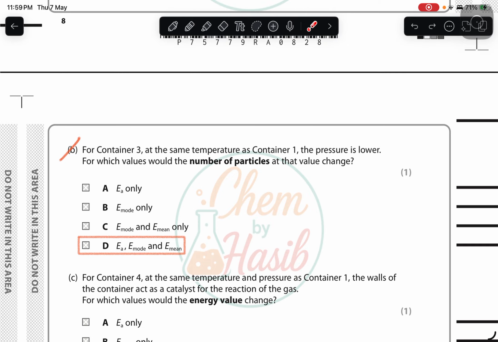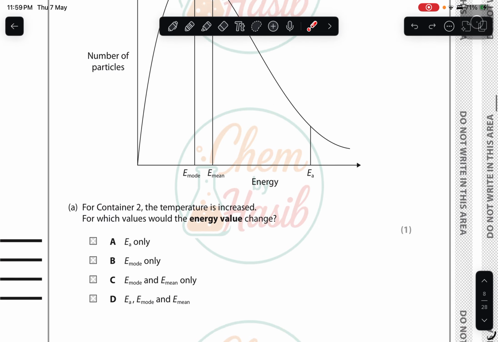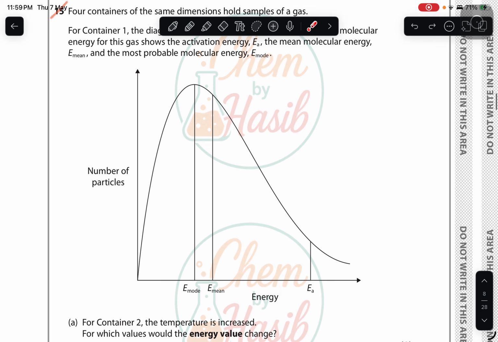If you lower the pressure, the number of particles would decrease. The total number of particles would decrease, right? So if the total number of particles decreases, the whole curve would now look smaller. It will look smaller because the total area of the curve would be less because the number of particles would be less. Because the pressure is decreased.